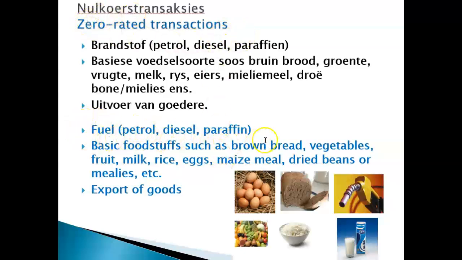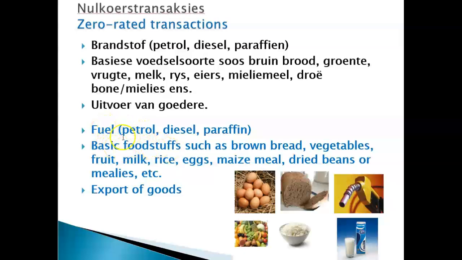Fuel, petrol, diesel, and paraffin. There is no VAT on that. It's a zero-rated transaction, so it's subject to VAT, but the VAT rate is zero. Now, there's a lot of other levies included in these prices, but it ain't VAT. So there's no VAT on those items.